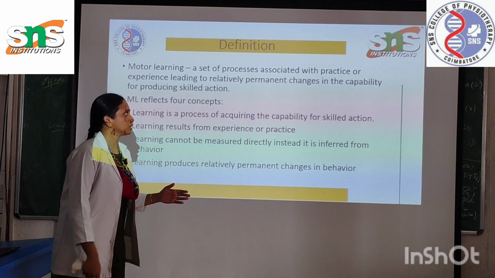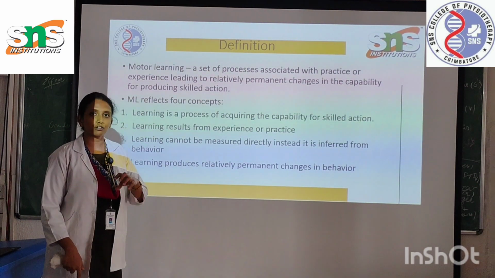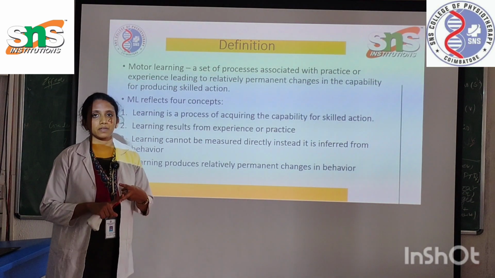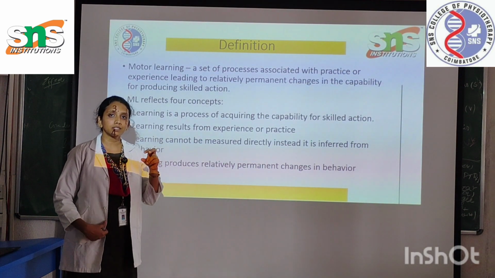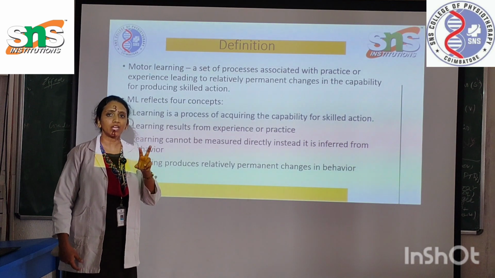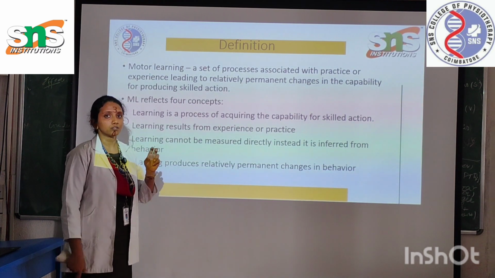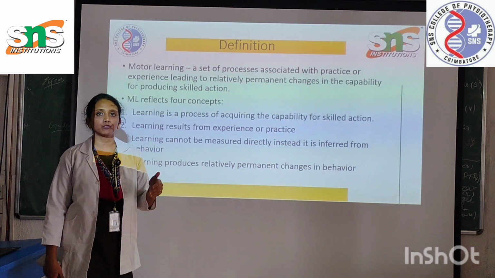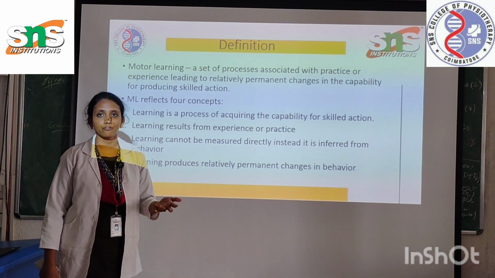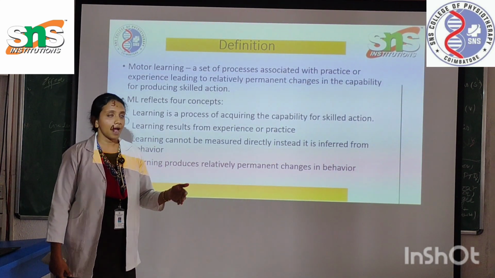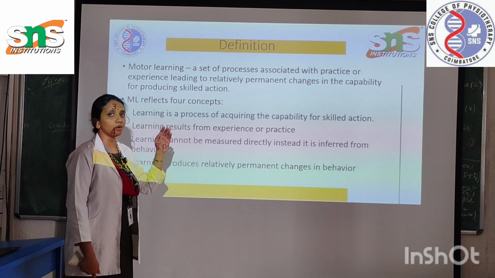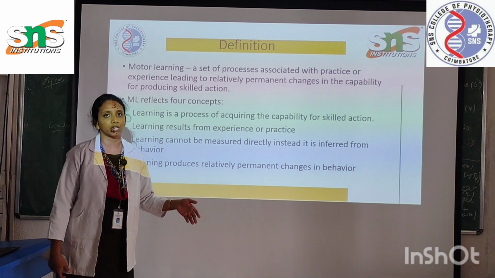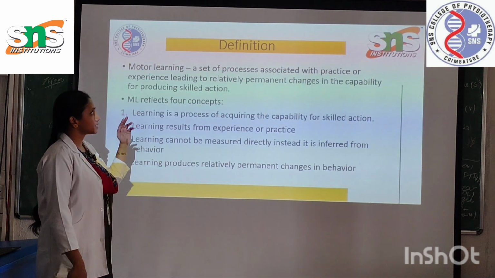So coming to the definition. Motor learning is a set of processes associated with practice and experience. In motor learning, there are two unique words which we have to remember. That is practice and experience. All the movements we have to practice in our day-to-day life so that we can master that skill. And through experience also we can learn more and master all the modifications of the movement. So that is the definition.